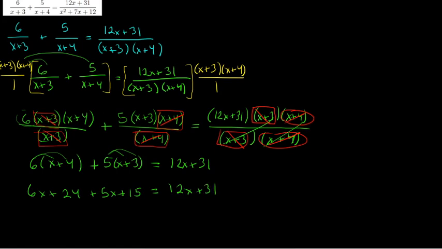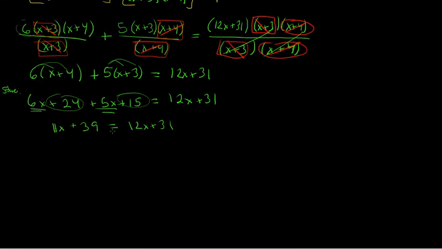So again, notice at this stage here, we got rid of all the fractions. The denominators are 1. And now we just solve this equation. In fact, there's no x squared. It's not even a quadratic equation. So this is actually just a linear equation. We have 6x plus 5x, combining like terms, that's 11x. And then 24 plus 15, 39, I think. Yep, 39. And on the right, we just have 12x plus 31.